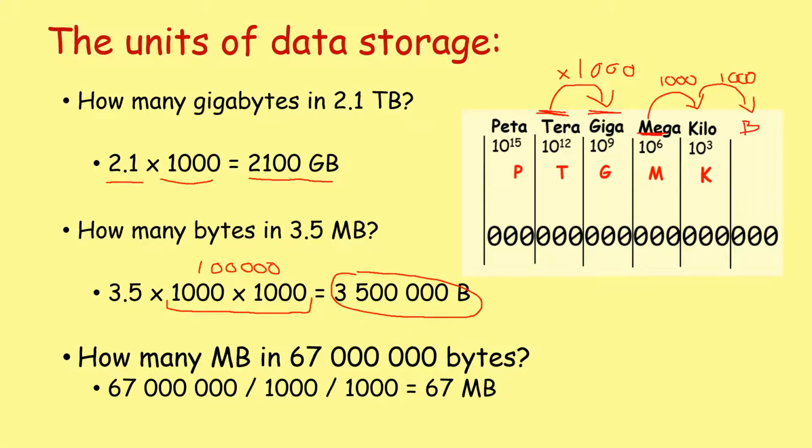So next question, how many megabytes in 67 million bytes? So this time we are going from bytes, and then we're going to work out how many megabytes. So we're kind of going in the opposite direction, aren't we? This is in multiples of 1,000, but this time we're going to be dividing by 1,000 for each jump. So 67 million divided by 1,000 will give us the number of kilobytes. Divided by 1,000 again will give us the number of megabytes. And again, I could just simplify that and say, okay, 1,000 times 1,000 is a million, 67 million divided by a million, and that would give us 67 megabytes.